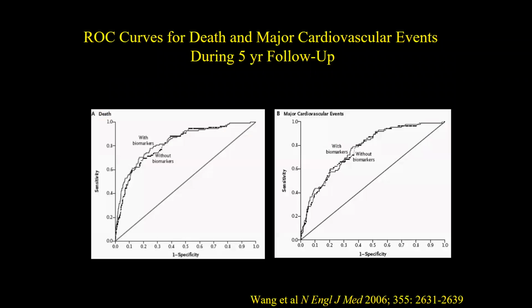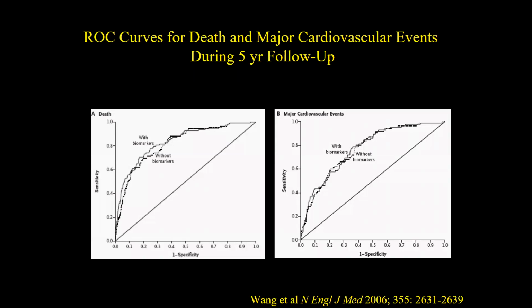Now, a lot of risk factors outside of the Framingham risk score have been proposed that we should measure. But this is a very important study from the New England Journal, and it's looking here at death in the left-hand panel and major cardiovascular events in the right-hand panel, and it's looking at the Framingham risk equation with and without these extra biomarkers.